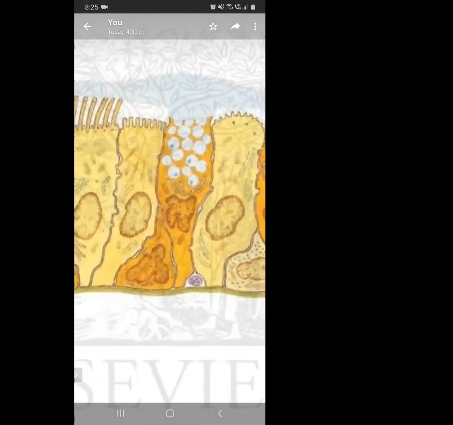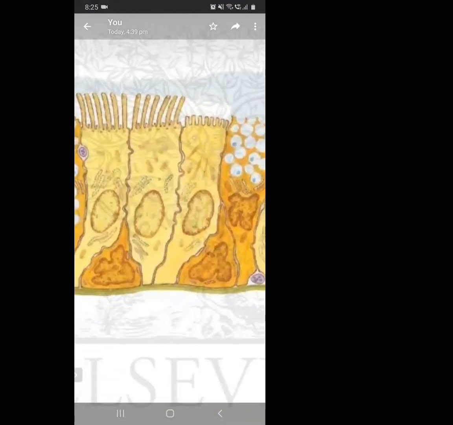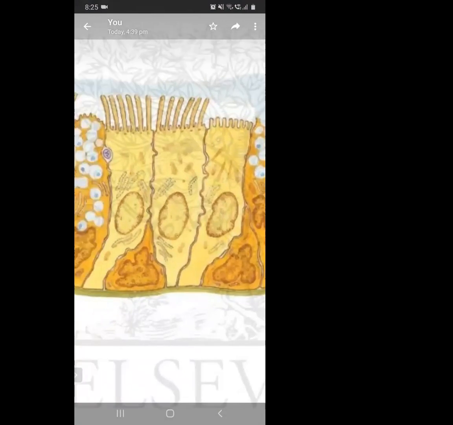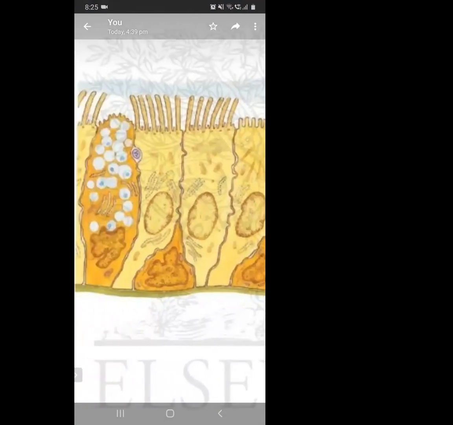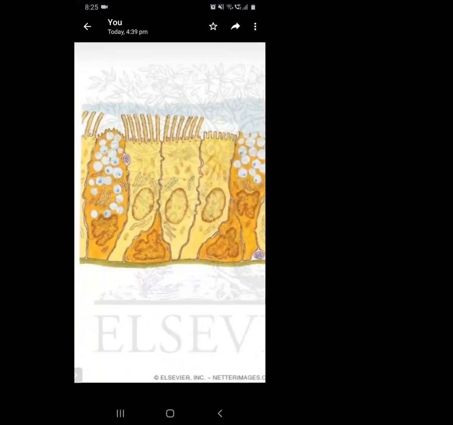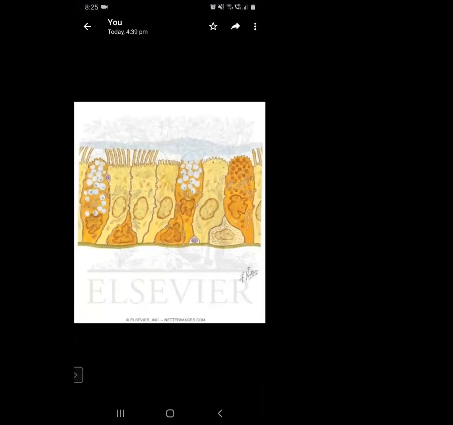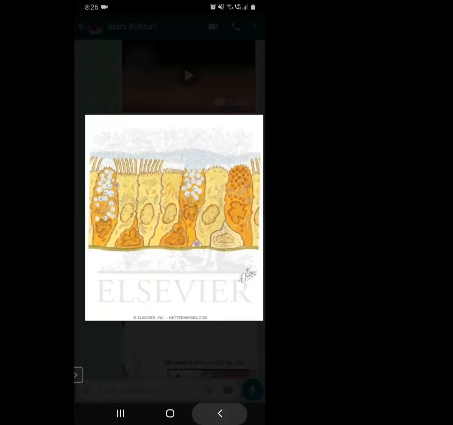And then these light colored cells are ciliated cells, and they have these hair-like projections at their top surface. These are called cilia, and they flick, and their job is to move the mucus towards the back of the throat. Okay, and mucus does the job of sticking or trapping the dust particles.